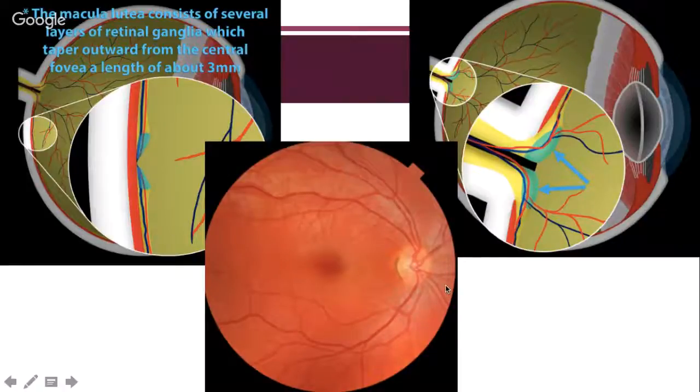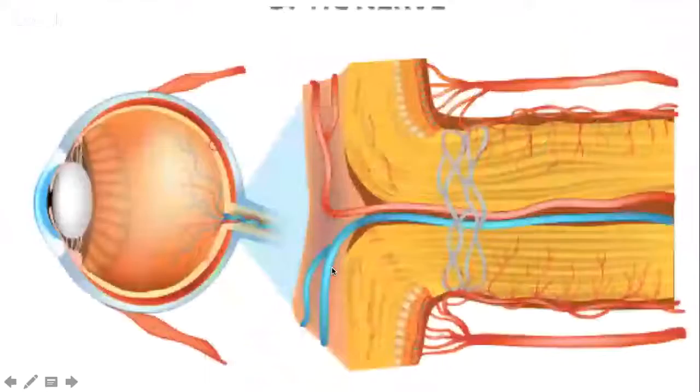So this is just a picture of what it looks like in a real eye. This here, the light section, is the optic disc, and the dark section is the macula lutea, at the very center of that being the fovea centralis.